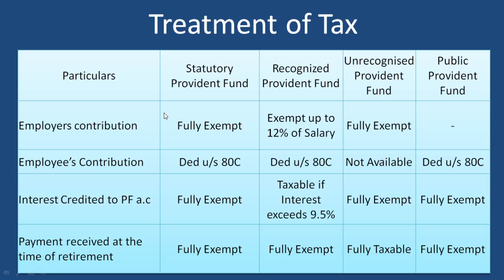Then unrecognized provident fund: the employer's contribution is fully exempt, the employee's contribution is not available under section 80C, the interest credited is fully exempt, and the payment received at the time of retirement is fully taxable. That is the unrecognized provident fund. Then public provident fund: there is no employer's contribution, the employee's contribution is taken under section 80C, the interest is fully exempt, and the payment received at the time of retirement is also fully exempt. In these four types, we should look at the recognized provident fund, the employer's contribution and interest credited.